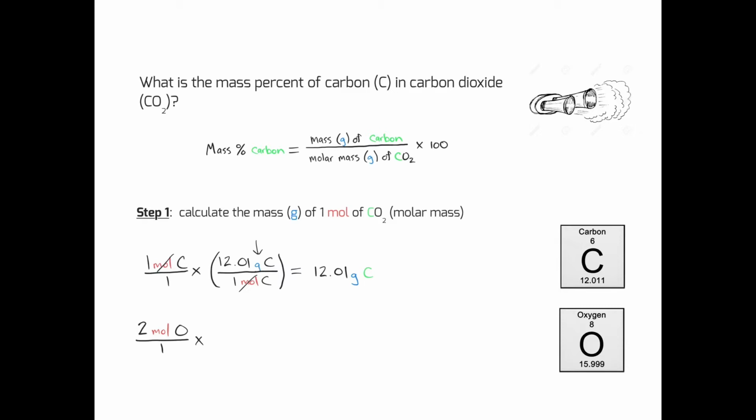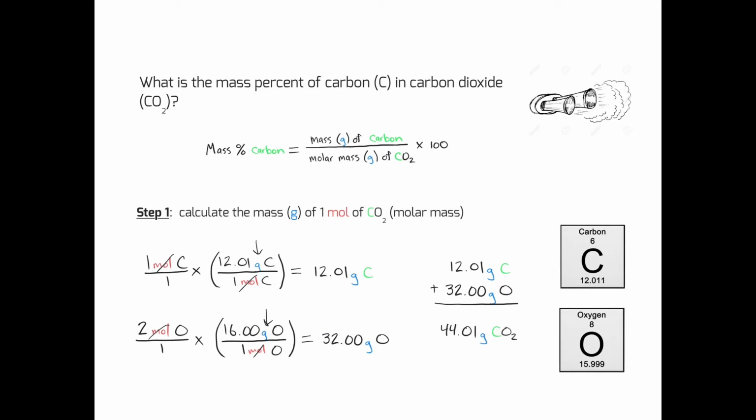We look at our periodic table and we see that the molar mass of oxygen is 15.999 grams per mole. So again, I rounded it to 4 significant figures, set it up so moles on bottom and moles on top cancel. So these moles cancel with these moles, and now we're left with grams. We multiply 2 times 16 divided by 1, and we get 32 grams of oxygen. Now we can add these together, and what we get is 44.01 grams of CO2, and that's going to be our molar mass of CO2.